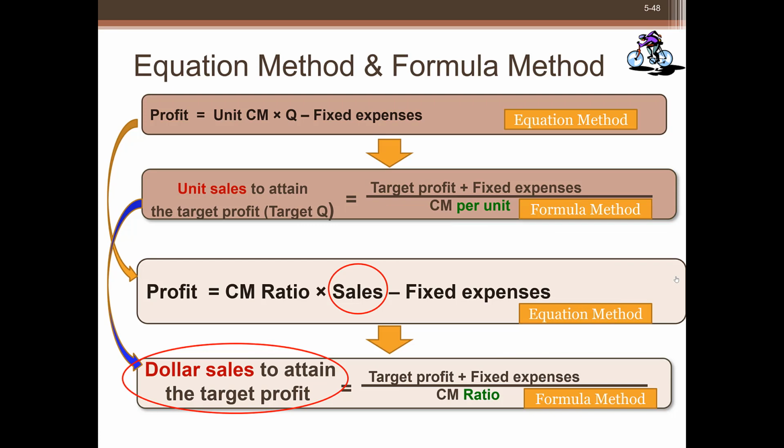Of course, from the dollar sales equation method, we can also get the formula method. We can rearrange sales from the right-hand side to the left-hand side to transform the equation from the equation method to get the formula method.